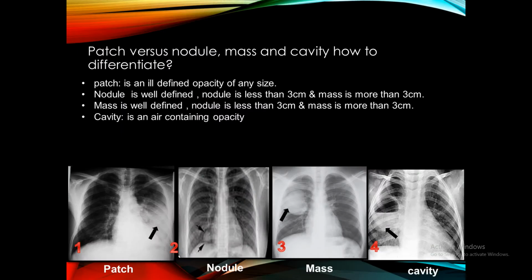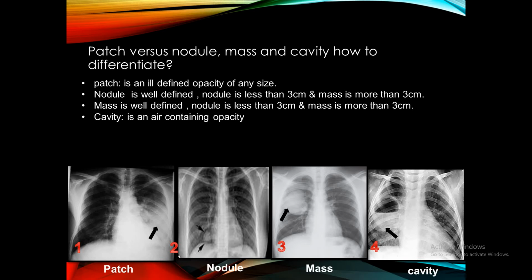The patch is an ill-defined opacity of any size, while the nodule and mass are both well-defined opacities. The difference is only in the size. If the size of the opacity is less than 3 cm, this is a nodule and it's mostly benign. If the size is more than 3 cm, this is a mass and it's likely malignant. The cavity is an air-containing opacity.